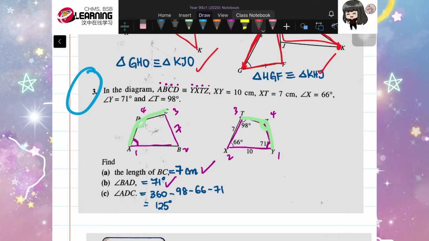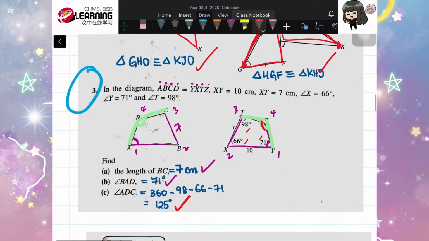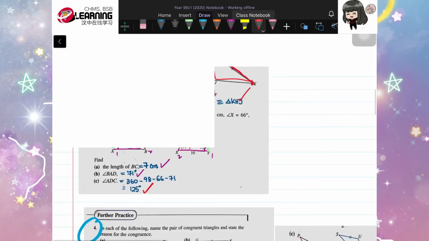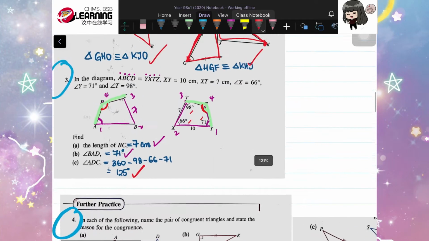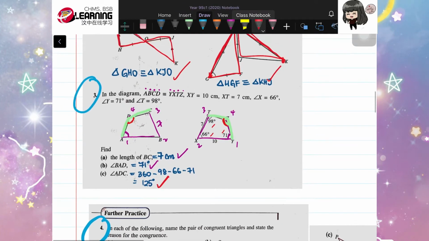To find this angle over here, this is a quadrilateral. The total sum is 360 degrees, minus 98, minus 66, and minus 71. So you will get 125. Because this one is the same as this angle here. Since they are congruent, the angles are the same. Please take the answer. Or if you don't know how to do it, you can do it now.